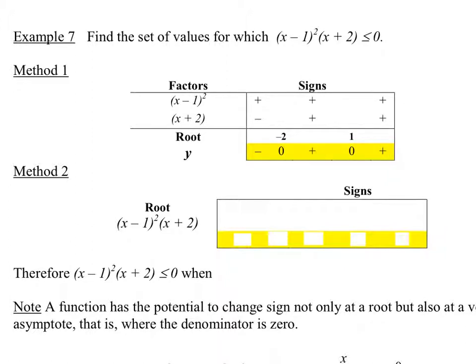So notice that we're asked, when is this whole expression less than or equal to 0? So we're looking at where it's negative or equal to 0. So it's here or right here. So if you want to write the answers for that, it's going to be this whole thing here, the x minus 1 squared times x plus 2 is less than or equal to 0 when x is less than or equal to -2.